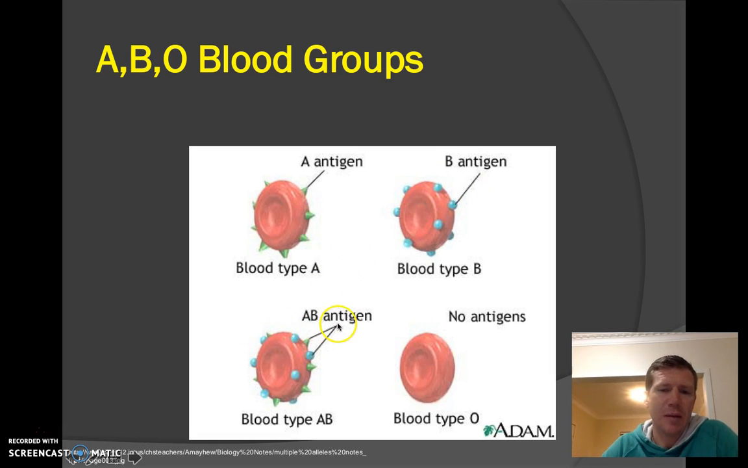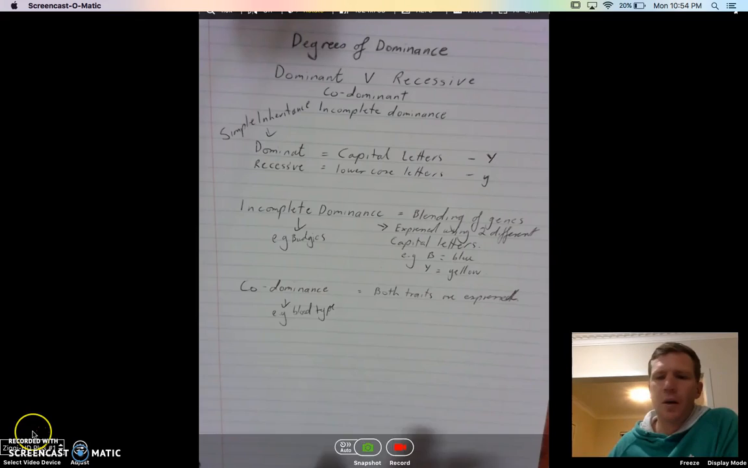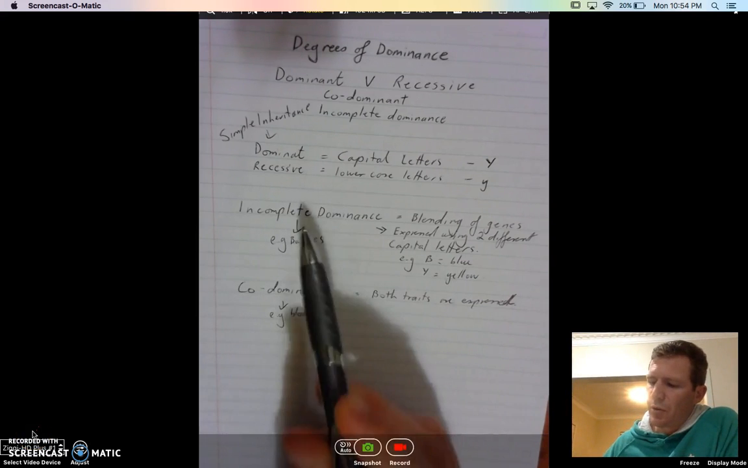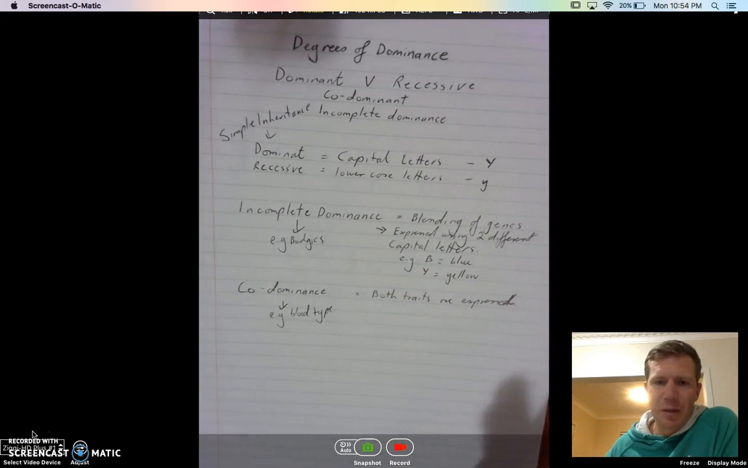Now, AB is when you have a gene for A and a gene for B, and they both come together. Instead of blending or one being dominant over another, they are both expressed. As you can see on the one down here, the A and the B antigens are shown on that, and so that's known as codominance. So they're the other two types of degrees of dominance. You've got your incomplete dominance, which is a blending of genes, and your codominance, which is where both of them are expressed.